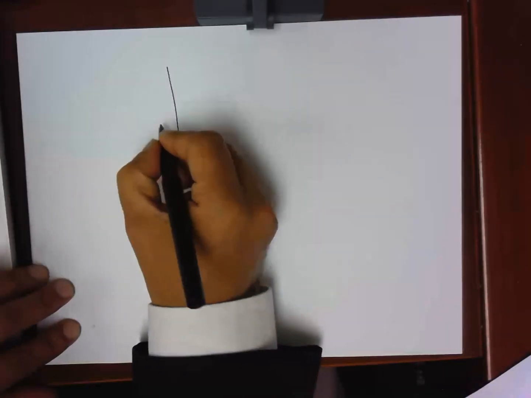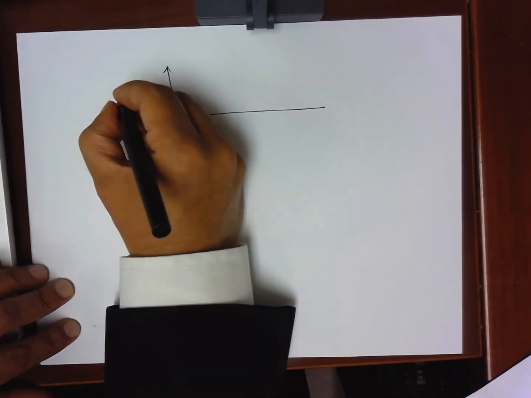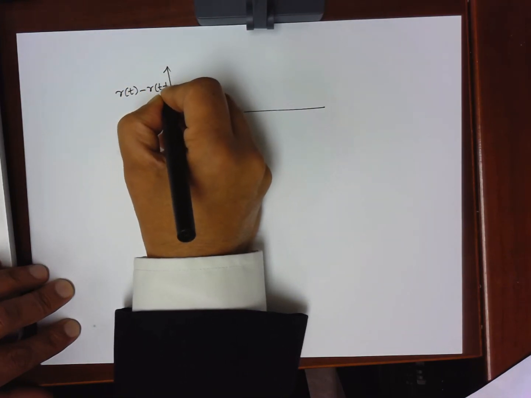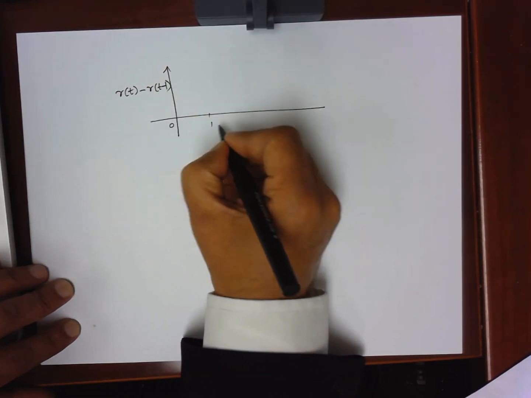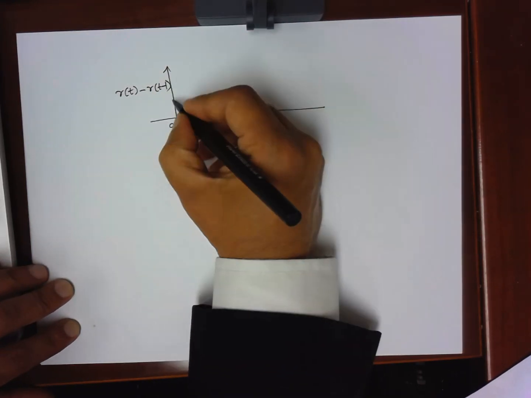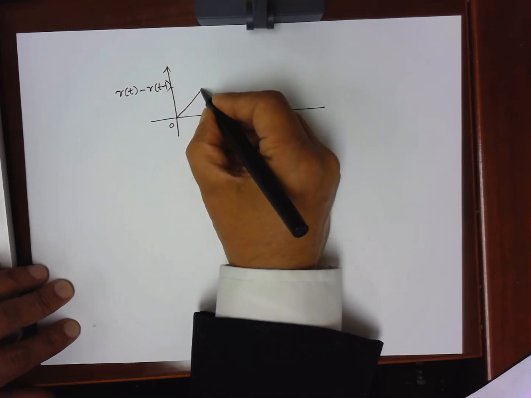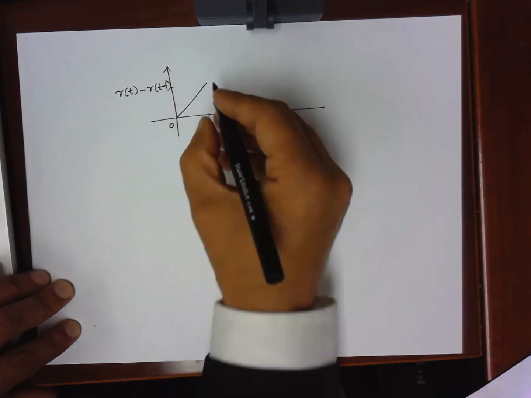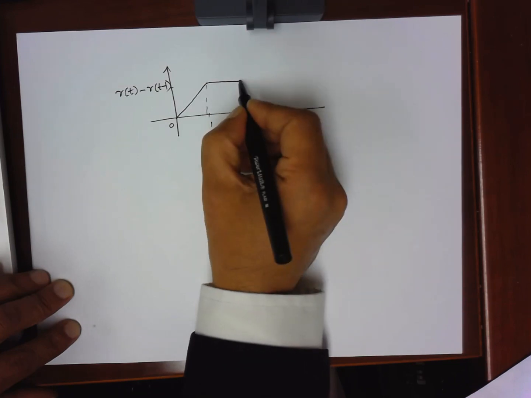So suppose I have the waveform r of t minus r of t minus 1. Let's try that. This is 0, this is 1. Between 0 and 1, I just have the ramp r of t. At t equal to 1, the new ramp kicks in, and it's going to flatten it out. That's what we just learned.